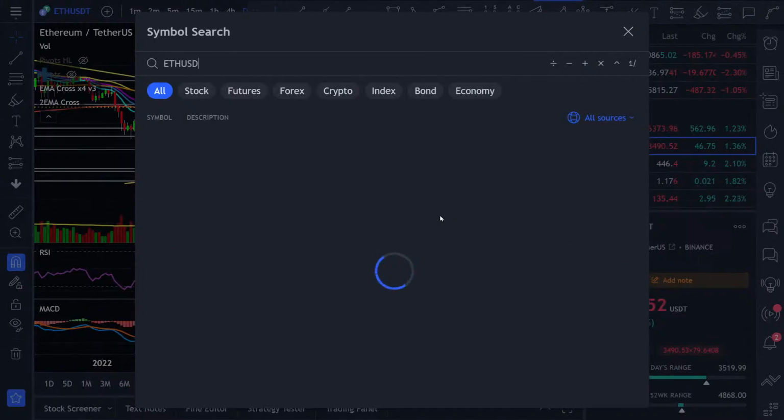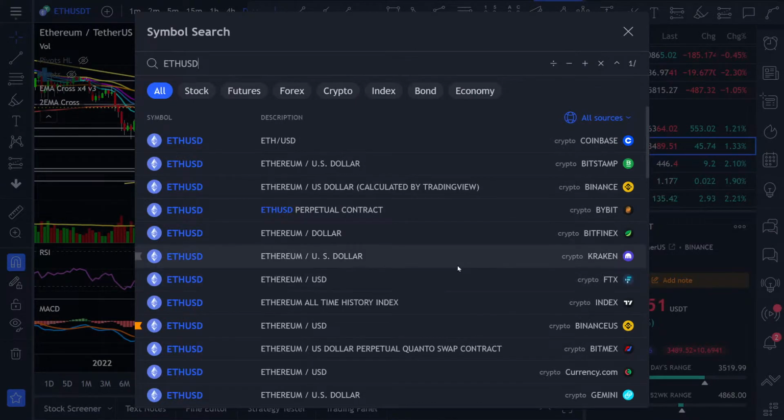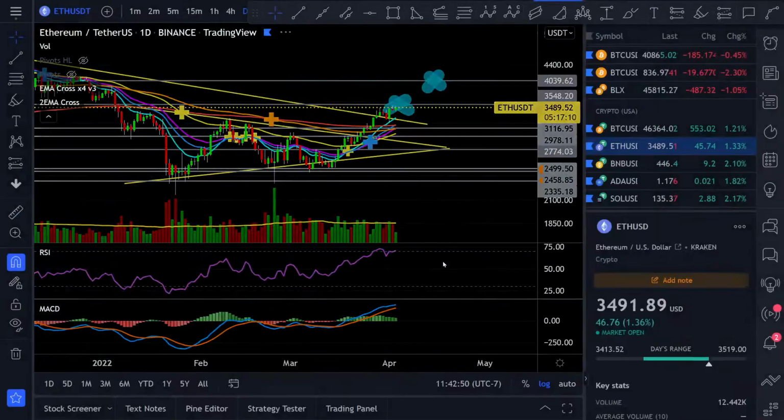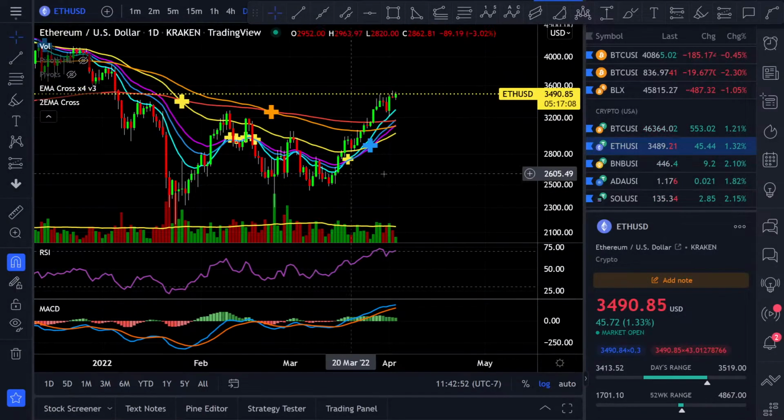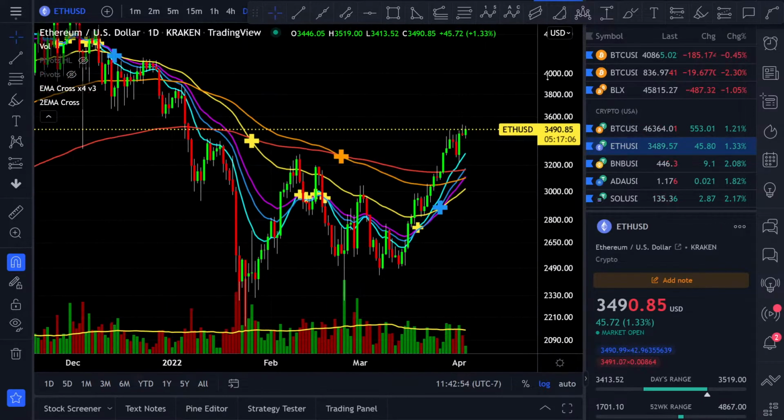I'm going to change the chart because I don't want to erase my personal charts. So just pick something I don't use, like Kraken or something. Use Kraken, clean chart. It's Ethereum USD.